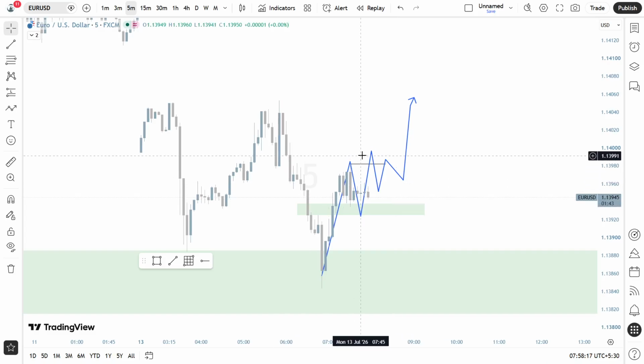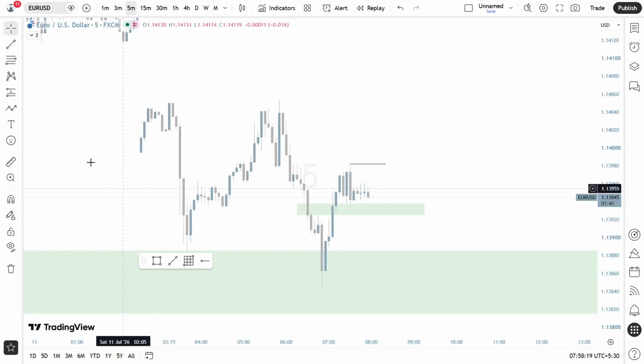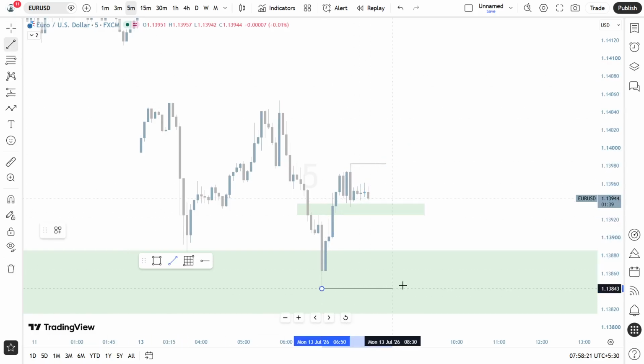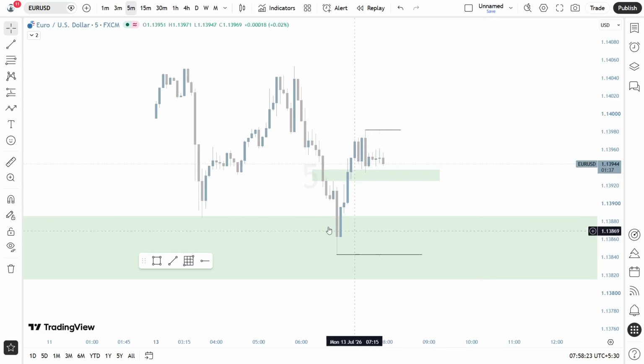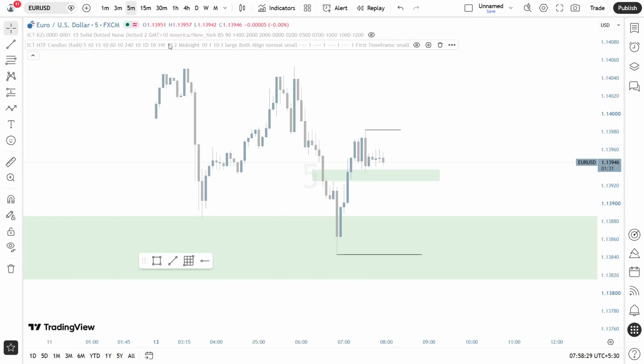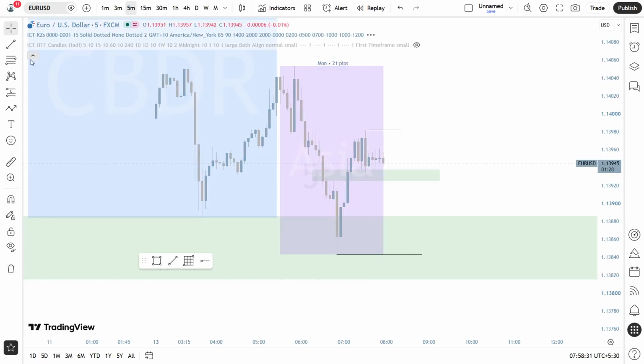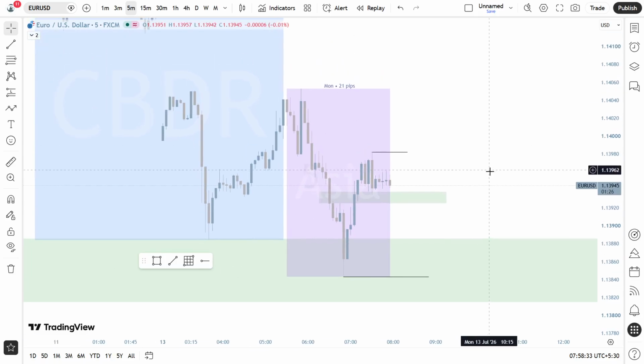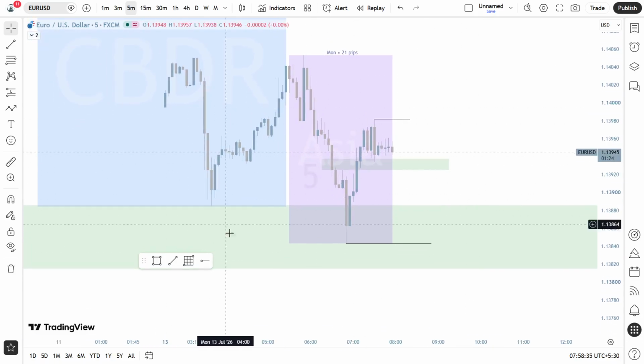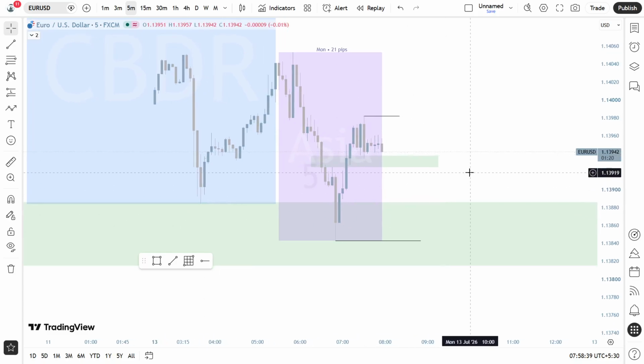Otherwise, this low will be a vulnerable low, that is this low, and the price might take it and then move into the upside direction into the London session. So let me turn on the session first. So this is the Asia, and this is the CBDR. The price took the CBDR low, and if in the London session, more likely we take this Asia low, that will be the strongest confluence.